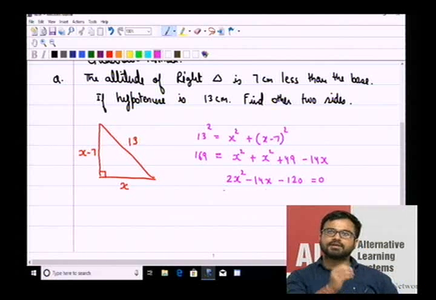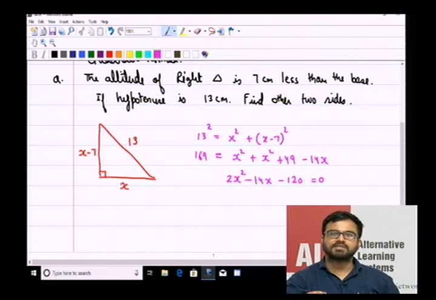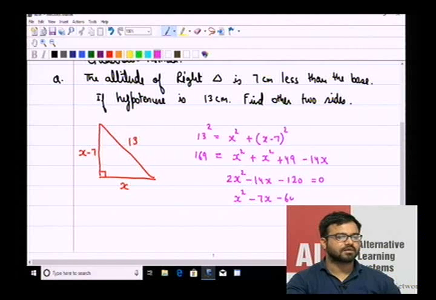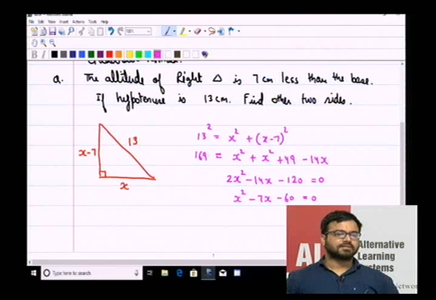Now you can divide the complete equation by 2. Because 2 is a common factor, we can simplify this equation and then we can use middle term splitting or whatever method we want to use. So if we divide the equation by 2, it will become x square minus 7x minus 60.